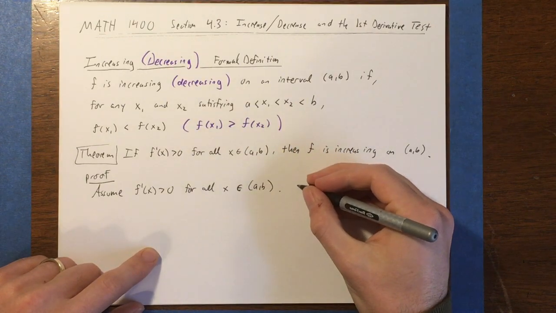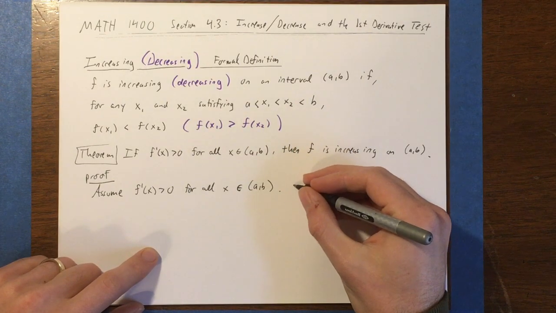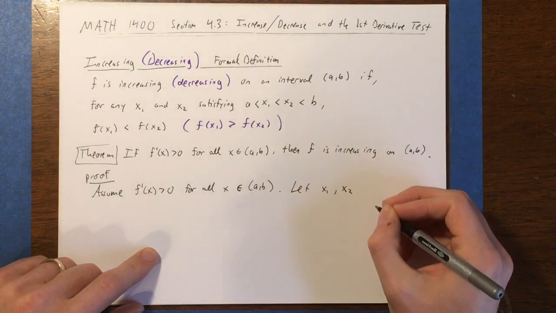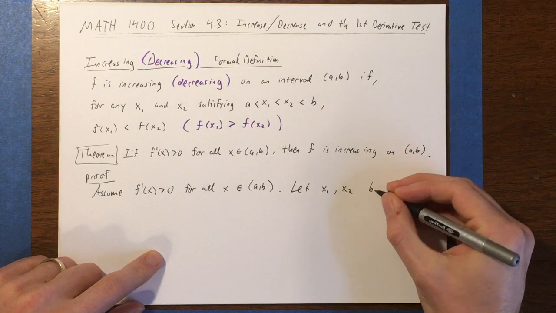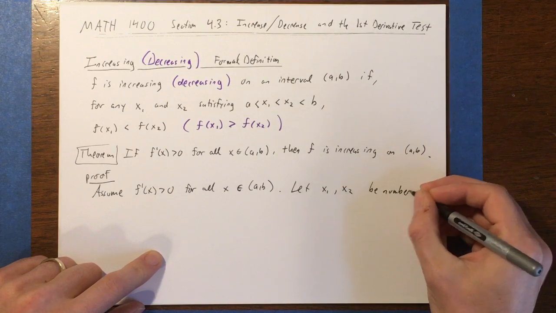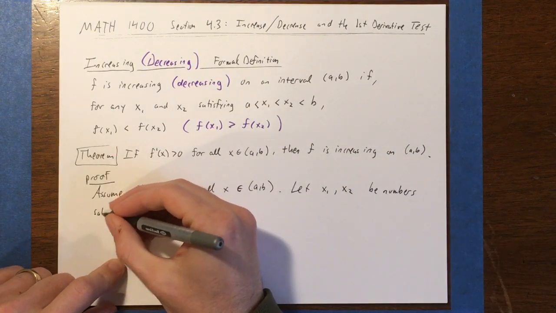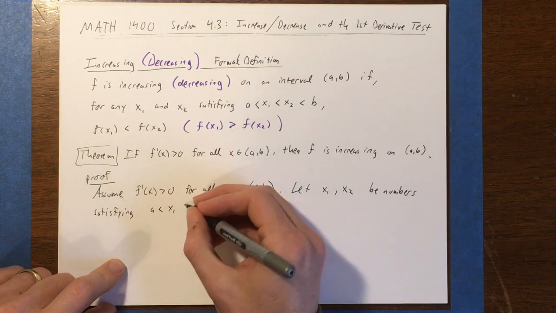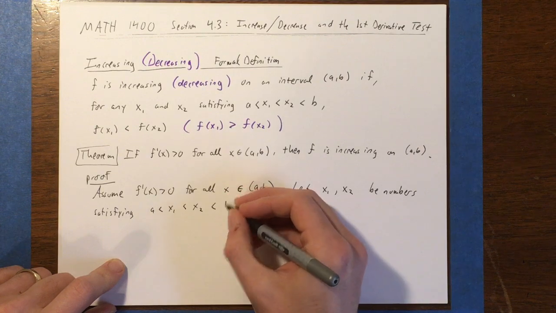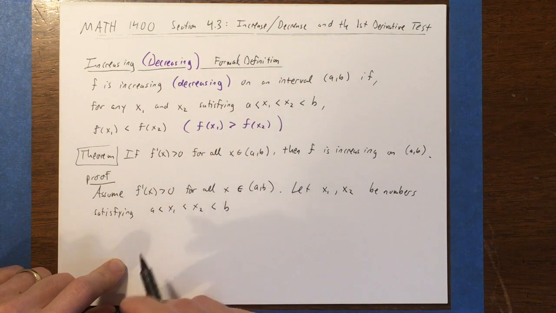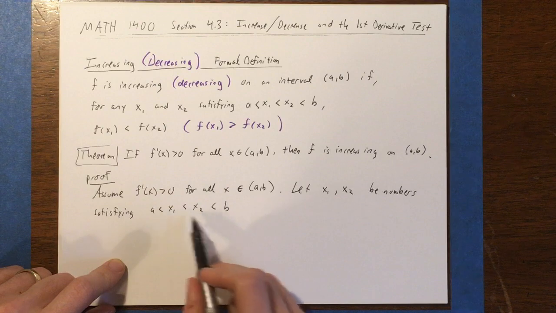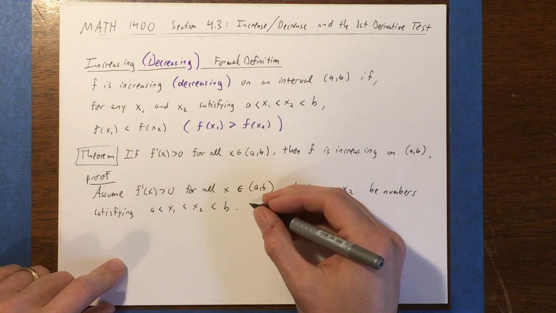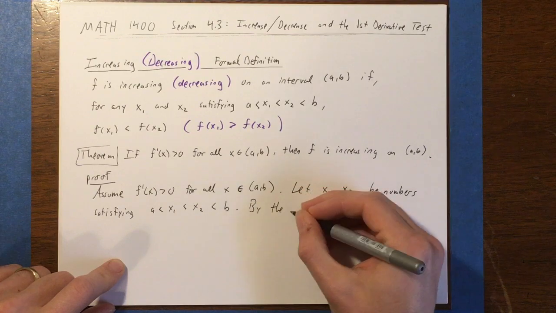So I'm next going to write: let x1 and x2, x1 comma x2, be numbers satisfying the inequality a is less than x1, which in turn is less than x2, which in turn is less than b. So we're just talking about any two numbers that are between a and b, one less than the other. Next, we're going to invoke the mean value theorem.